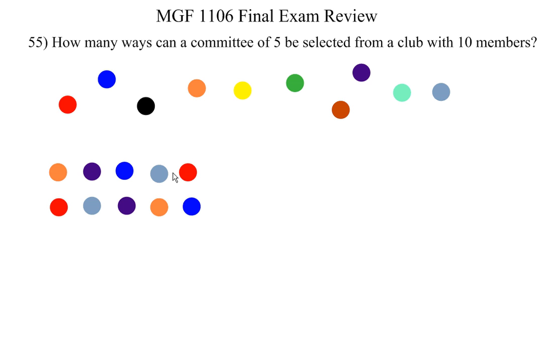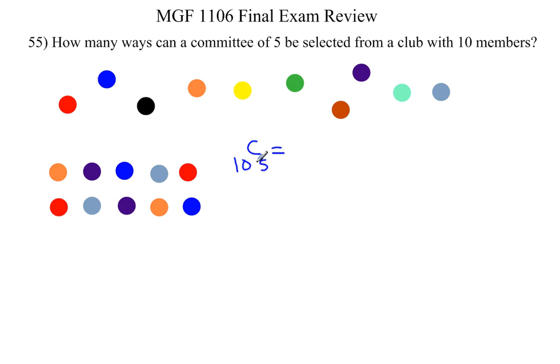And you can readily tell that this committee of 5 contains the exact same members as this committee of 5. It didn't matter that I chose the orange first here and the orange fourth here. They're still the same 5 people. So this is going to be a combination idea. Mathematically, that means I'm going to be finding the number of combinations of 10 things chosen 5 at a time.